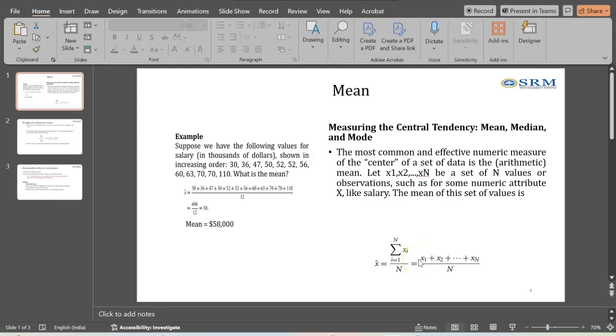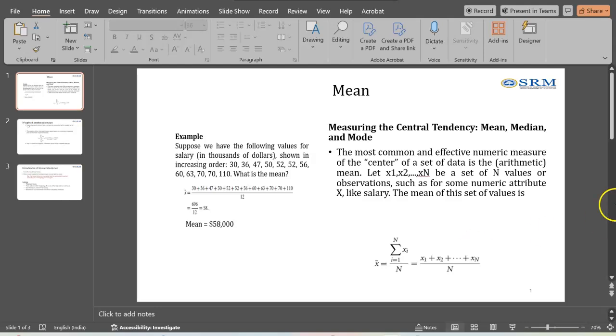Hi all. In this video, we are going to see about the numeric measure mean. I hope you all have heard about the measures of central tendency: mean, median and mode. Everybody knows what mean, median and mode are separately. So in this video, we are going to see only about the mean. Mean is mainly used for measuring the central tendency.